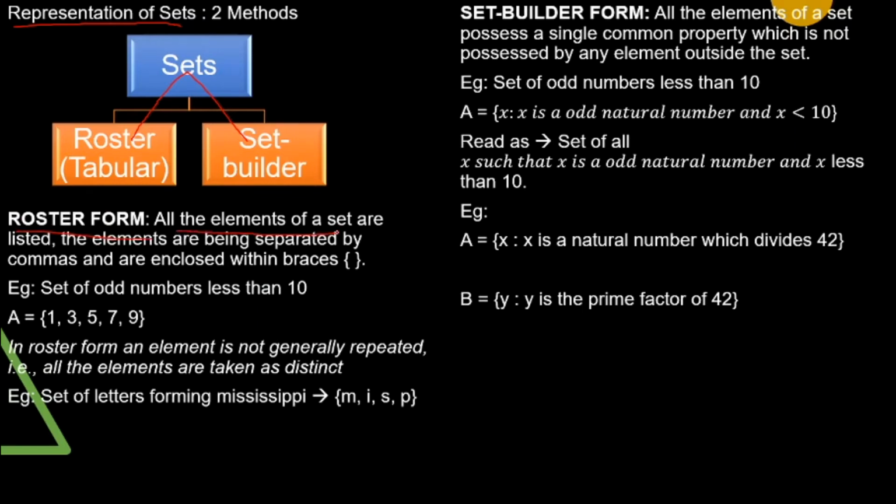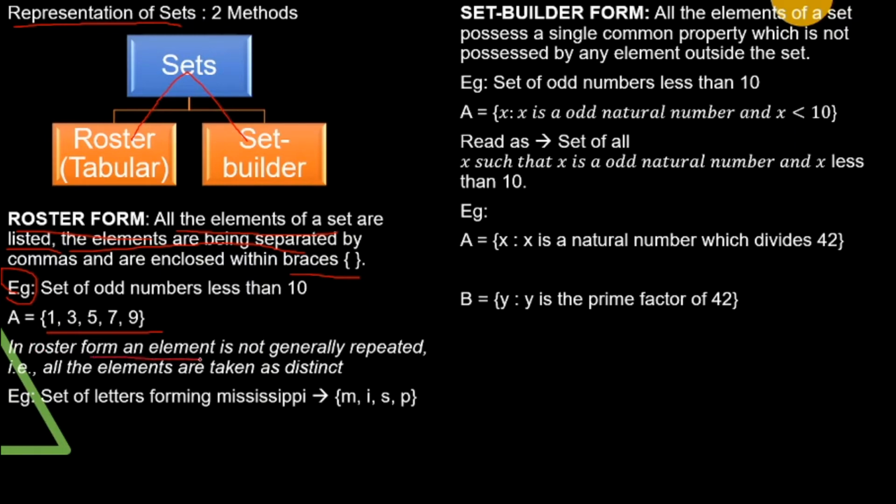All the elements of a set are listed. It is in the form of a list. The elements are separated by commas and are enclosed within braces, that is, curly brackets. So we'll take an example, set of odd numbers less than 10. All the elements are listed, right? So what is the condition? Less than 10. So we know the odd numbers, right? From where it begins, 1, 3, 5, 7, 9. I should have given set of odd natural numbers, then it would have been more clear. So here they are separated by commas, enclosed within curly brackets.